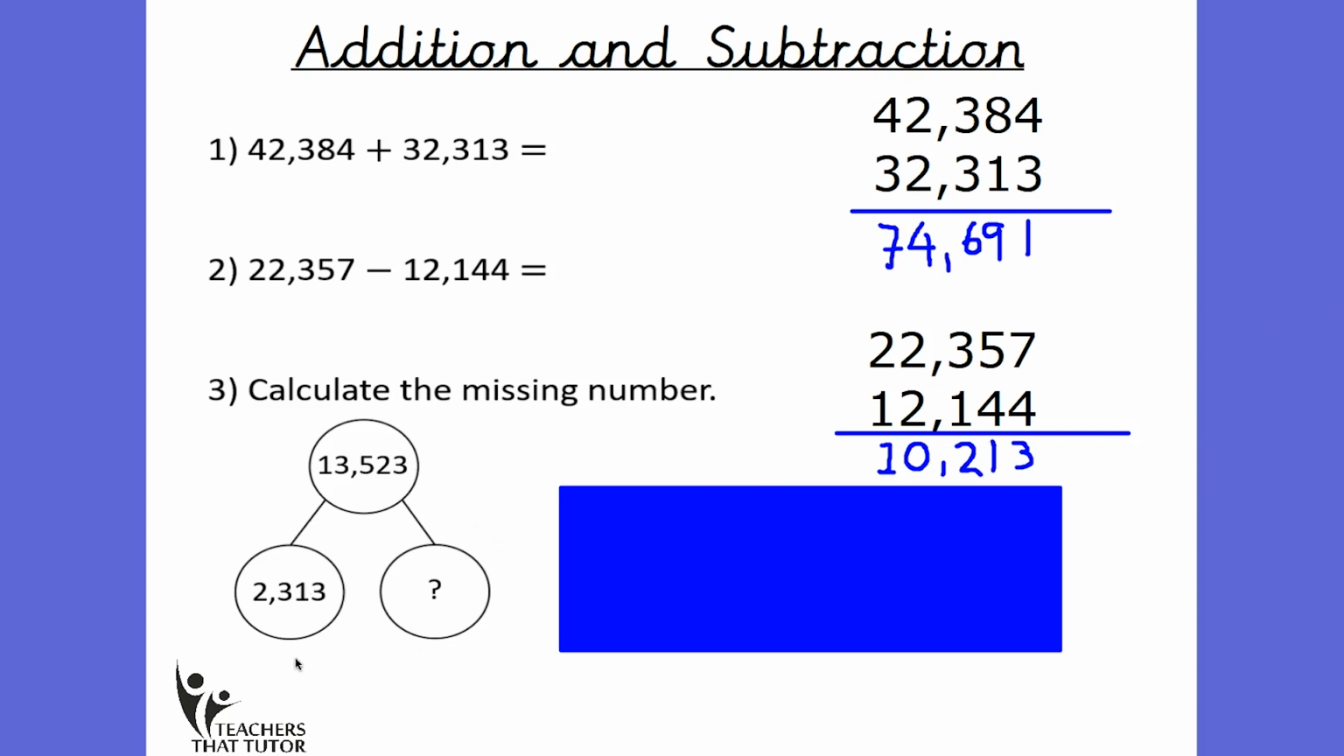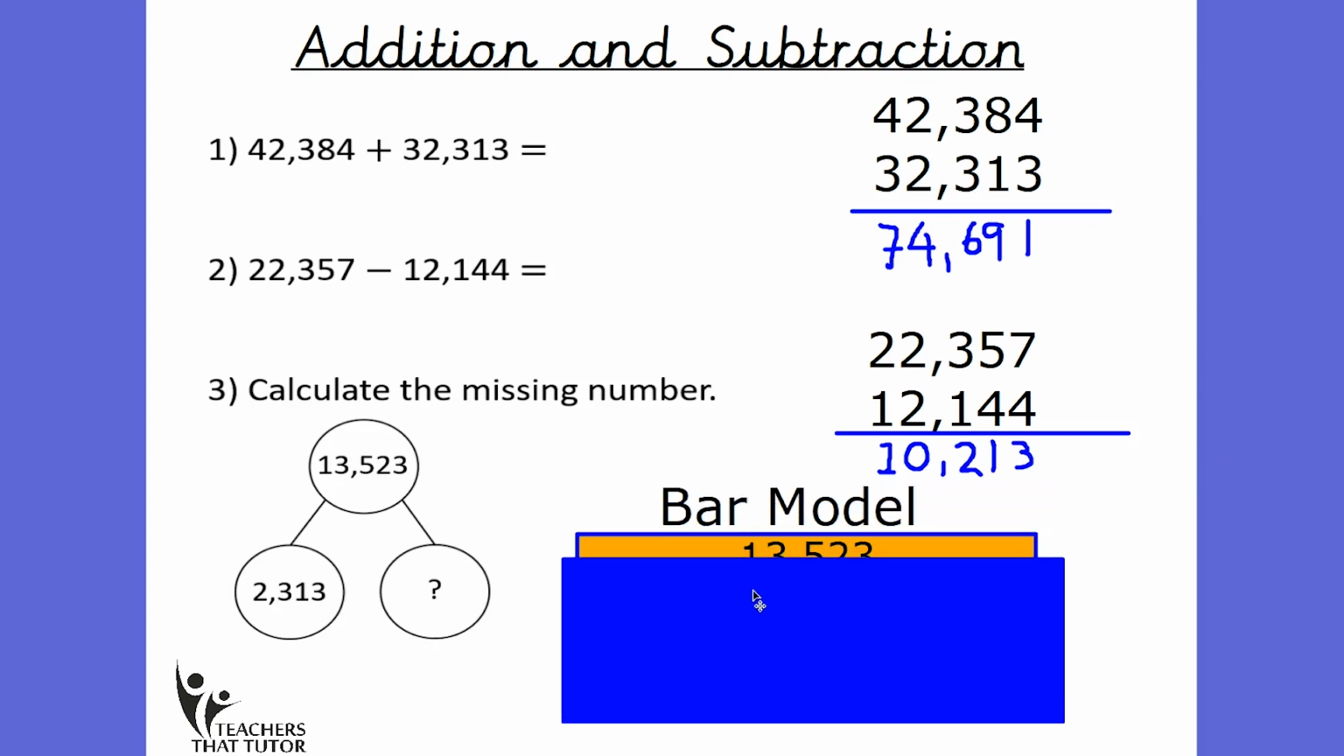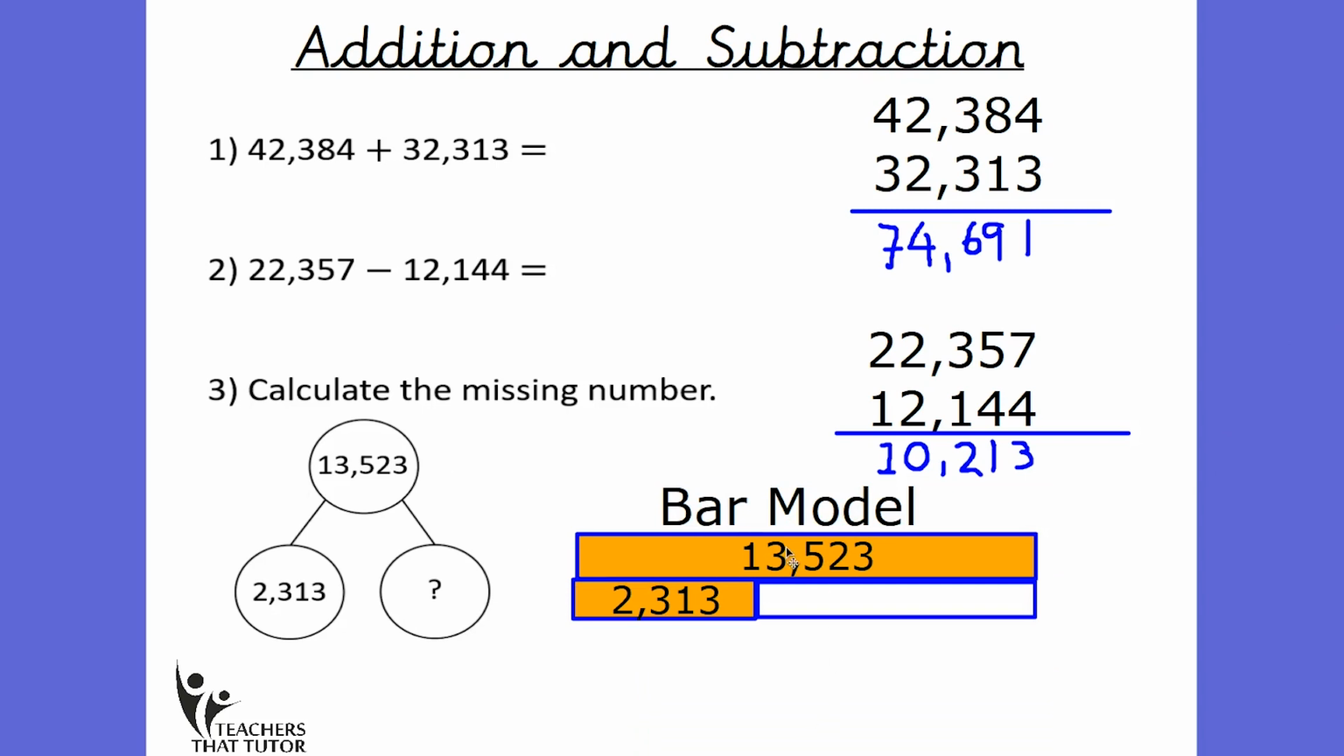Other ways that sums can be presented is in this way. This is called a part-part whole model. And we've got the whole here, which is 13,523. And we've got the part here, 2,313. And then it's asking us to find the missing part over here. Sometimes it's good for these types of questions to present it as a bar model because it starts to become a bit clearer what we have to do.